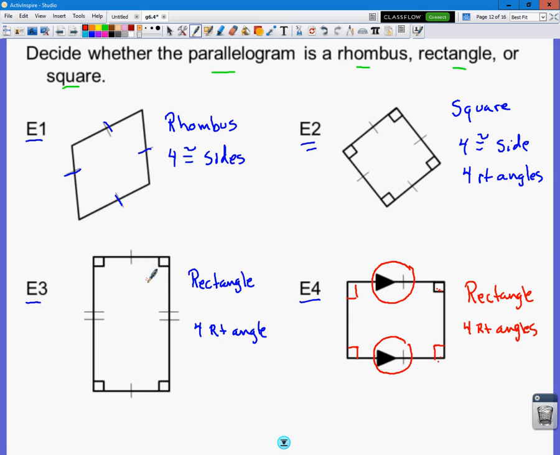Everybody okay with the first 4 examples? If this was on the test, you might just have to name what it is. But if you know the definitions, you should be able to tell me why you know that it's a rectangle, a rhombus, a square. And since the property is included as part of the definition, you almost have to know it anyway. Other questions?